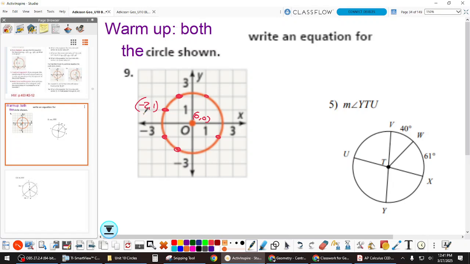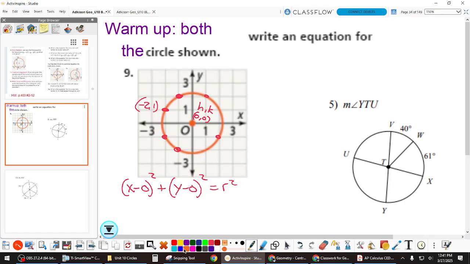If you pick a different point, will your answer be different? No, it shouldn't be. It should be the same. So our center is 0, 0. Let me label that HK. And we'll talk about how this looks at the end, but so far this is what we know.